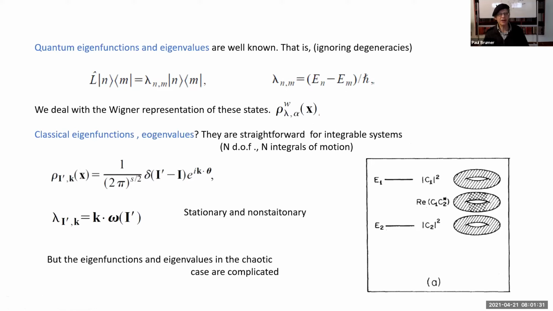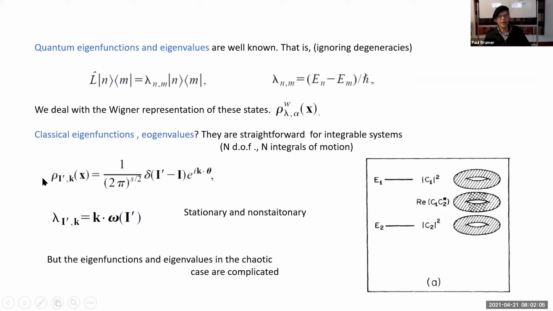But I suspect that the classical eigenfunctions and eigenvalues are less familiar. And so I'll just call your attention to what they are. The eigenvalues and eigenfunctions of a system which is regular or integrable. An integrable system is a system where n degrees of freedom have n integrals of motion. These are systems which mostly we use when we teach elementary classical mechanics or quantum mechanics. The number of degrees of freedom equals the number of integrals of motion.